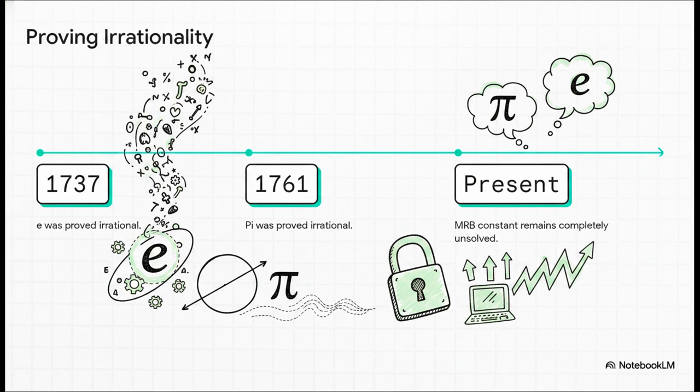The constant e, which represents exponential growth, wasn't proven irrational until 1737. Pi, the famous ratio of a circle's circumference to its diameter, wasn't proven irrational until 1761. Crazy, right? Heck, even today, we still don't know if pi plus e is irrational. The MRB constant belongs exactly in this thrilling modern frontier. All the computational clues point strongly in one direction, but the ironclad proof we need is still totally elusive.